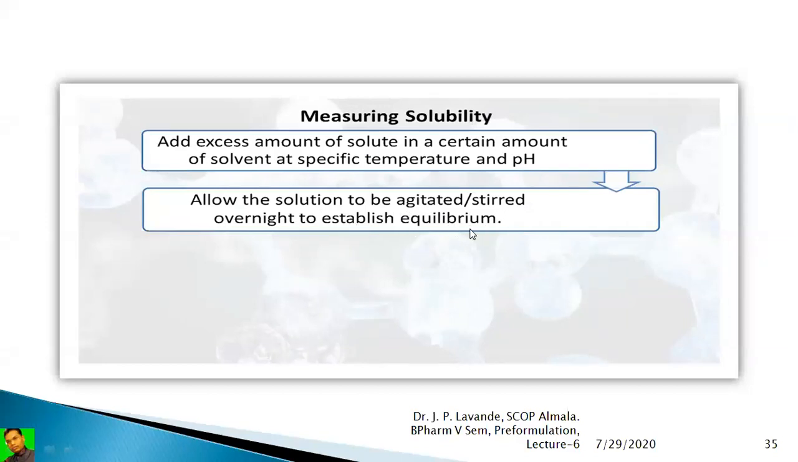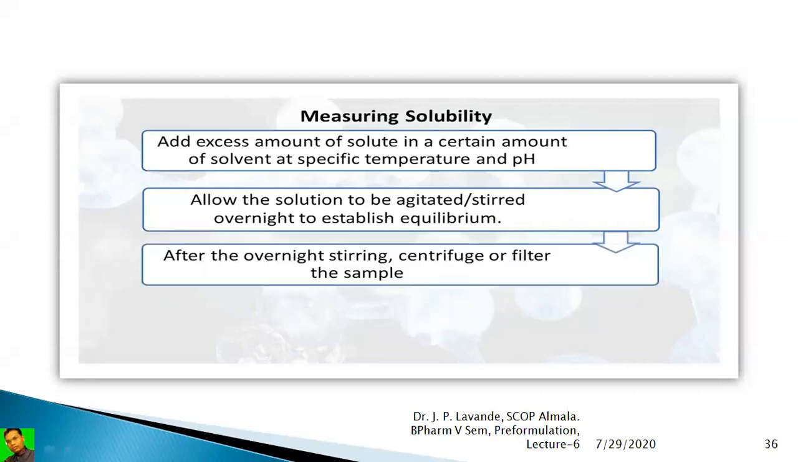What is the equilibrium stage? Equilibrium is the particular stage when we go on adding the solute into the solvent, it gets dissolved, and again we go on adding. Now, a point comes when there is no further solubilization of the solute into the solvent. That particular stage is said to be the equilibrium stage.